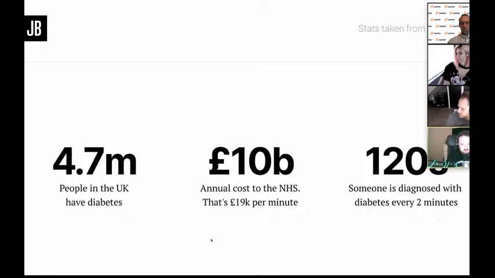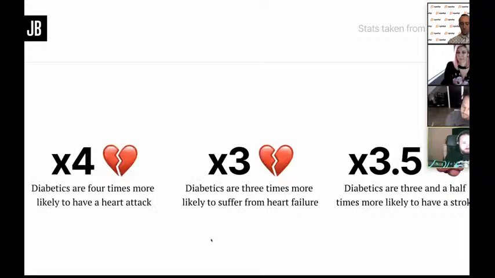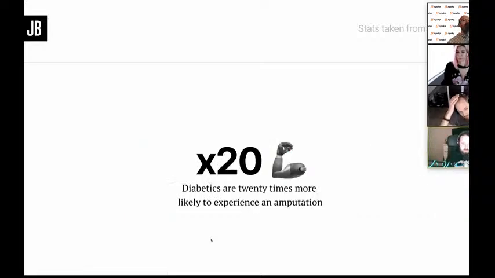So immediately we can see that diabetes not only has an impact on people's health, but it also has an economic effect. And the scary thing is that the 4.7 million number is rising all the time, so of course the cost is going up all the time. Diabetics are 4 times more likely to have a heart attack, 3 times more likely to suffer from heart failure, and 3.5 times more likely to have a stroke. So from a health perspective, diabetes can be very dangerous. This isn't to say that by having diabetes you are going to fall into that category. It depends on how it's treated, which is something we'll look at in a moment.